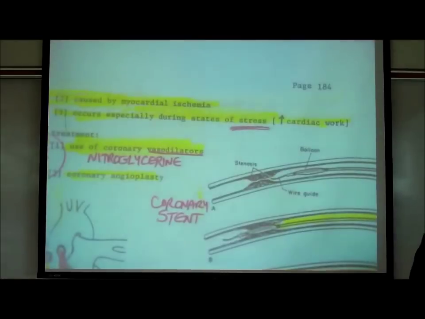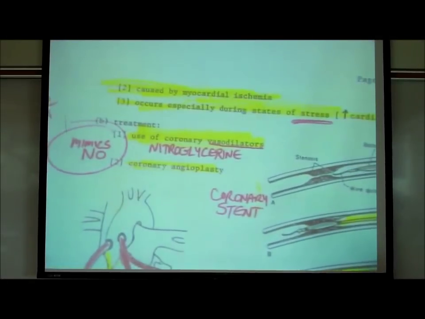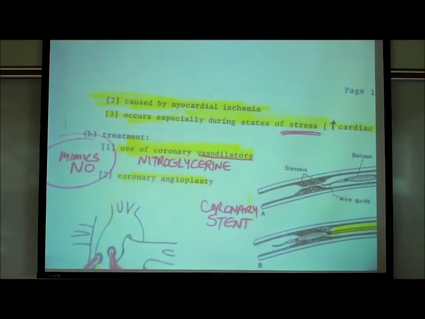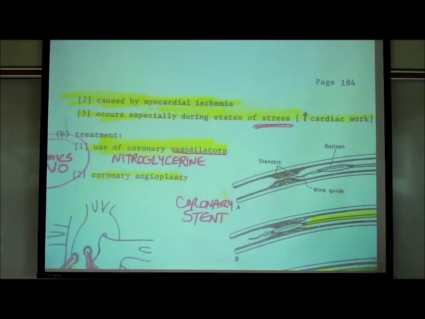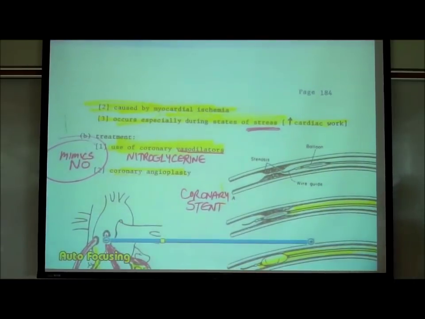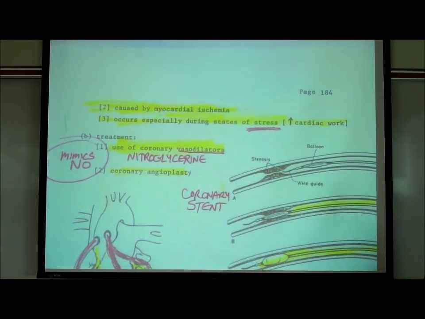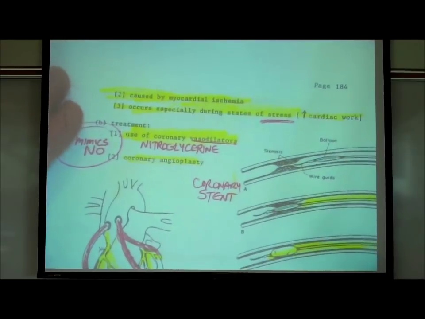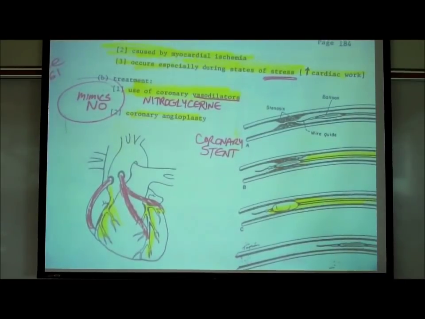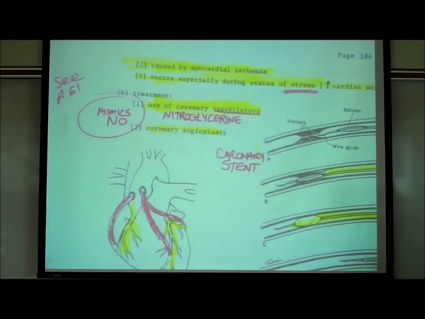Okay, on page, went the wrong way here, on page 184, so we said that angina pectoris is caused by myocardial ischemia, but it's a referred pain. This especially occurs during states of stress, where the heart starts to work harder and needs more oxygen as it isn't getting it. Now, what do you do when you've got this, and how do you reduce the problem?